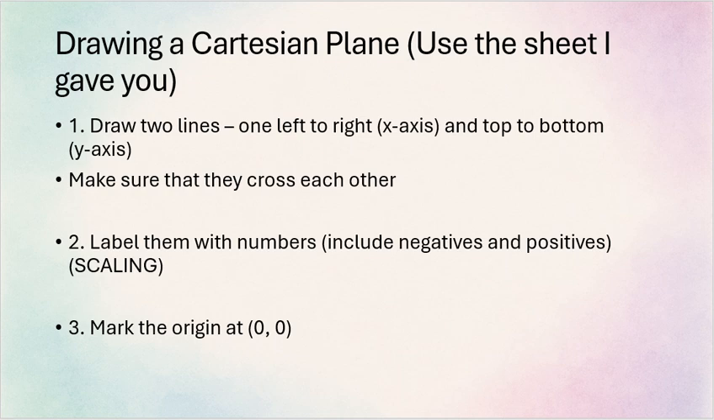All right. So, drawing a Cartesian plane. I gave you a sheet. You should stick it in your book. It literally tells you how to do it, but let's just reiterate it. So, step one, you want to draw two lines, one going from left to right. This will be your x axis, and one going from top to bottom, which is your y axis. Now, you must make sure that they cross each other so they overlap with each other. So, it'll look something like this. So, this will be your y, this will be your x. It will look something like that.